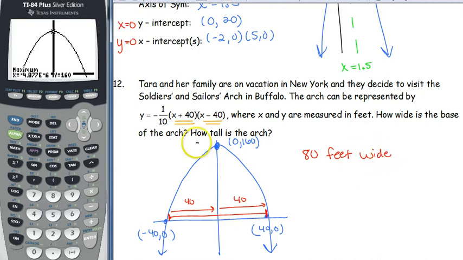Then if I want to know how tall the arc is, I want to see how high up it goes. And we know that this is representing the ground. So from the ground up, well, hopefully you know it's not going to be 0. The x-axis goes left and right. The y-coordinates are talking about your vertical change. So we know that it's going to be 160 feet tall. Alright, and that is it for your review for today.